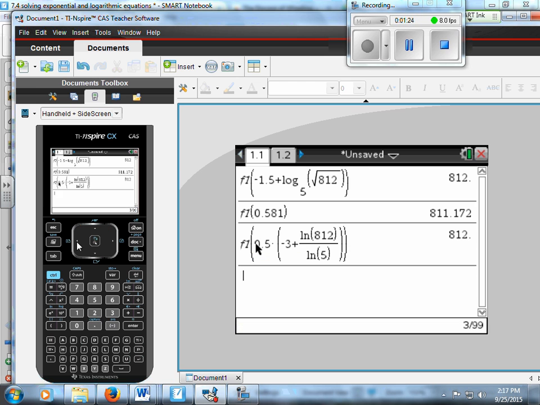Okay, so then back on this calculator page, you can see I typed in all of those different x values, and for 2 of them, I actually got 812. And so those are both solutions. And it turns out these x values are just the same number written in a different way. And I guess the number is probably close to 0.581, but not exactly 0.581.